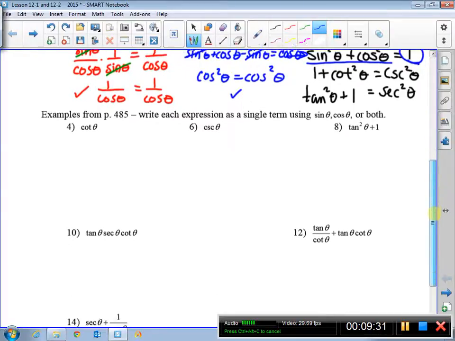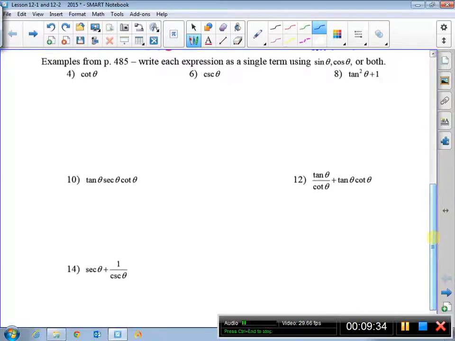We'll do more of these on the next page. So for now, we just want to practice writing or simplifying each of these little expressions and getting them in terms of sine and cosine. The directions say write each expression as a single term using sine, cosine, or both. So let's see what we have.